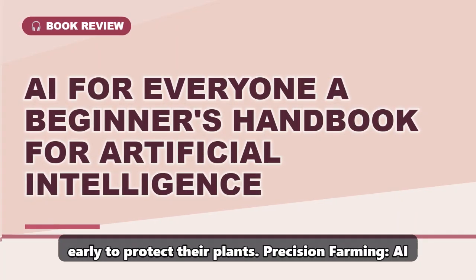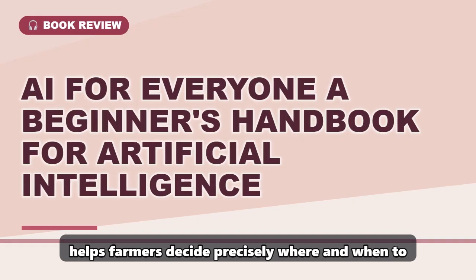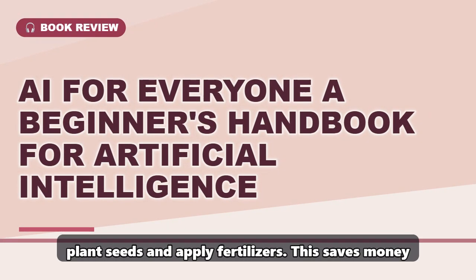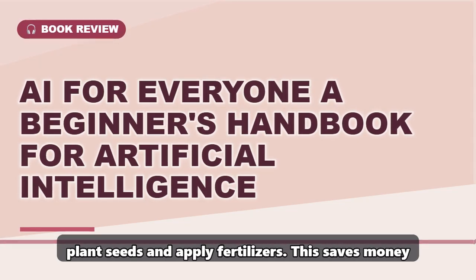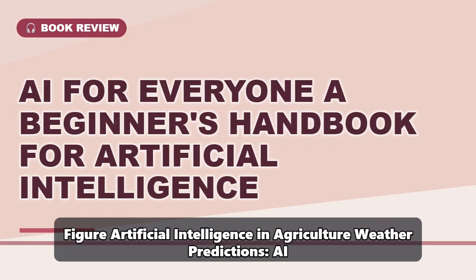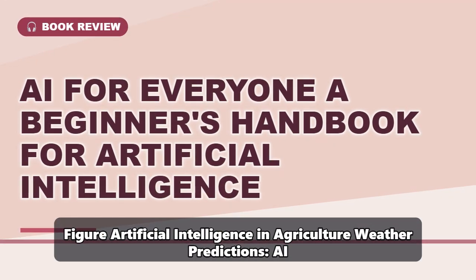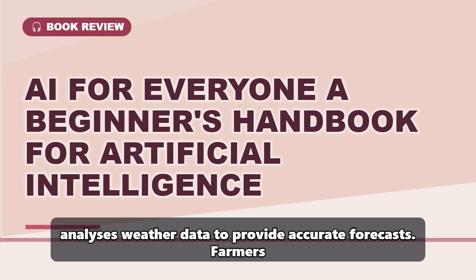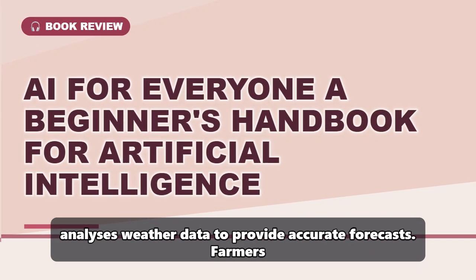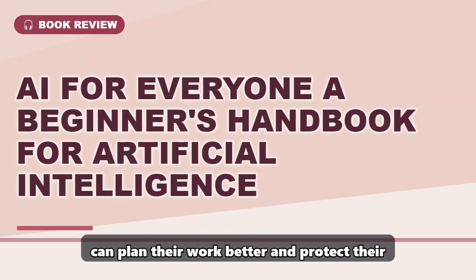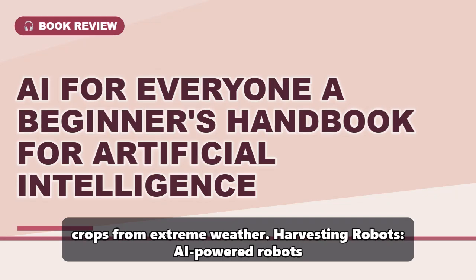Precision farming. AI helps farmers decide precisely where and when to plant seeds and apply fertilizers. This saves money and makes farming more efficient. Figure: artificial intelligence in agriculture. Weather predictions. AI analyses weather data to provide accurate forecasts. Farmers can plan their work better and protect their crops from extreme weather.